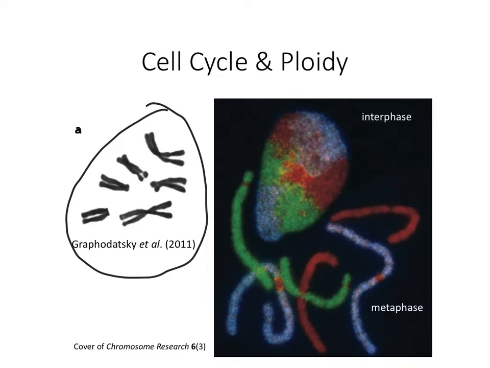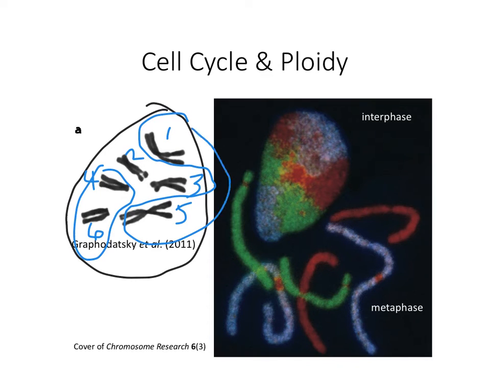Which chromosomes look the most alike? If I call the one on the top right number 1, I'll just number them all. You tell me which ones you think are the most similar to each other in shape and size. 4 and 6. So I heard 4 and 6. I heard 1 and 5. 1 and 5. So that would leave 2 and 3. Right. So those chromosomes look similar in size and shape.